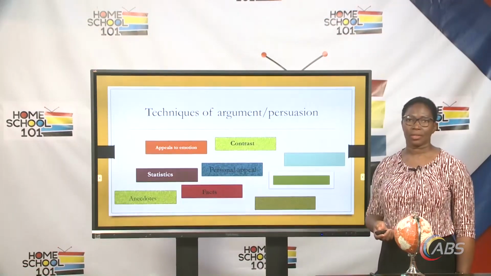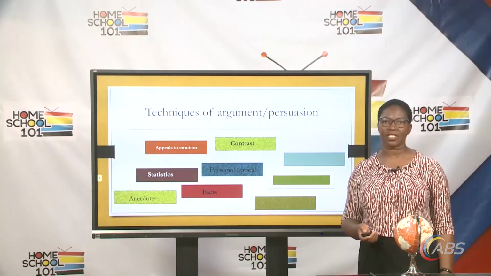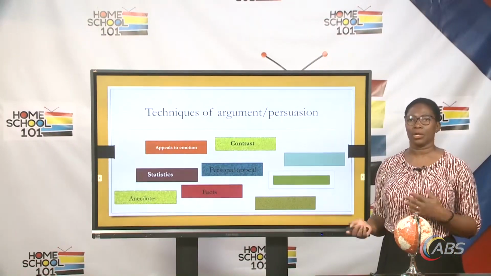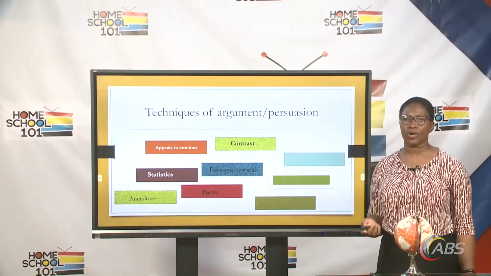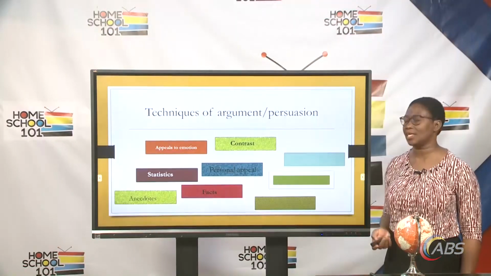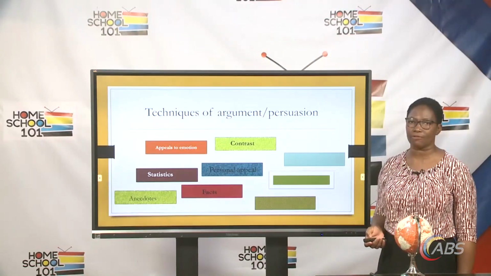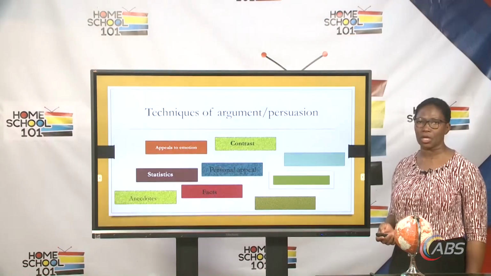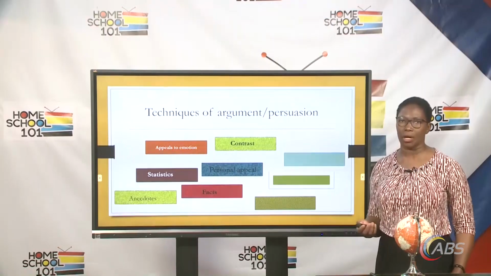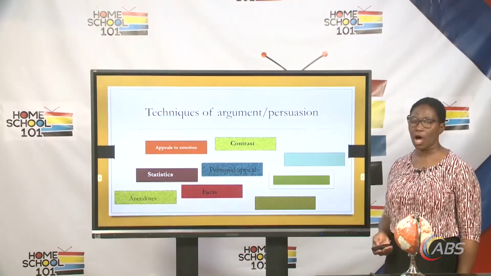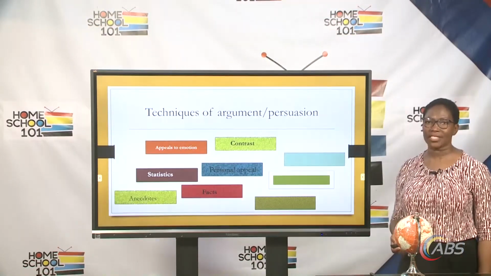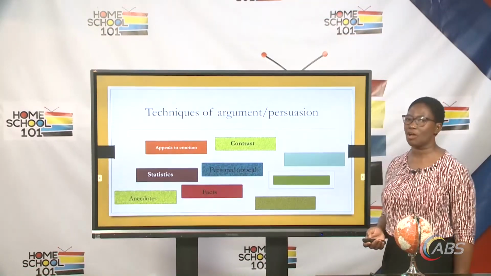Contrast. People engaged in argumentative discourse contrast various things. They might contrast one idea with another idea. They might contrast one situation with another situation in order to advance an argument. So pay attention to the use of contrast, and you know those cue words that indicate contrast. Unlike this, on the other hand, however, on the contrary, all of those and many others are words and phrases that indicate the use of contrast.